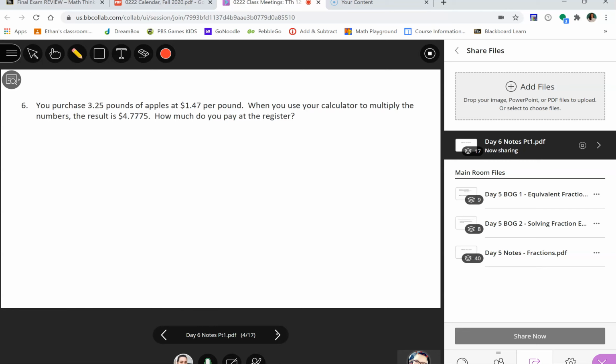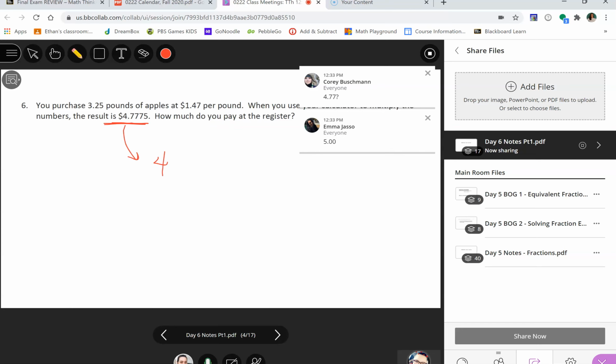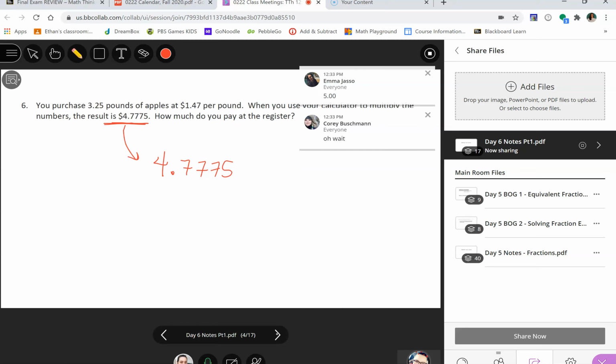It says you purchase 3.25 pounds of apples at $1.47 per pound. When you use your calculator to multiply the numbers, you get this number, but how much do you actually pay? Does it tell me how to round? Yeah, you have 2 options there. Yeah, I see all kinds of answers.